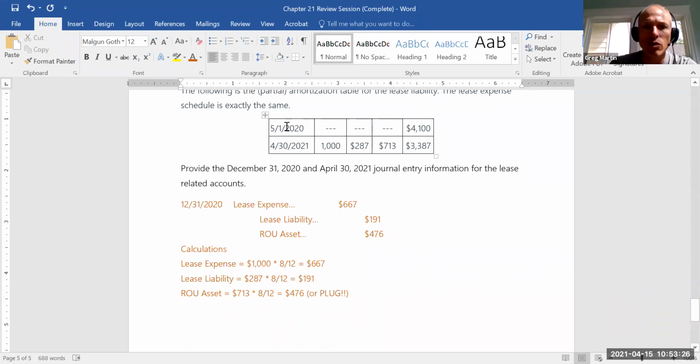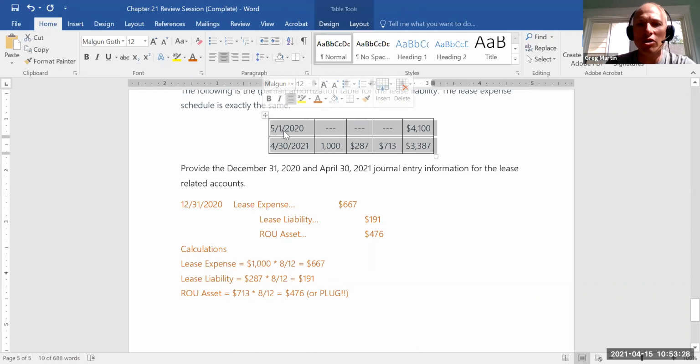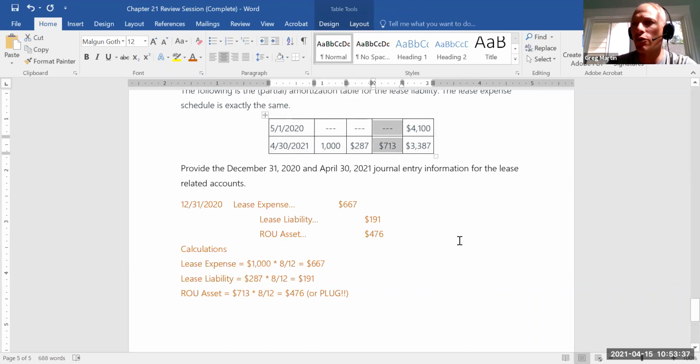Because we know that this schedule right here, not only is it the amortization of the lease liability, but it is also the lease expense schedule. Within the lease expense schedule, this column right here is the amortization of the right of use asset. And so what it tells us is that over the 12 months ending April 30th, 2021, we need to amortize the right of use asset a total of $713. Well, given that 8 months have passed, that means we need to amortize 8/12 of that $713, which is $476.